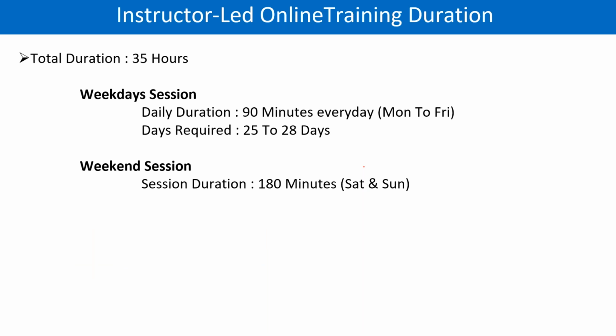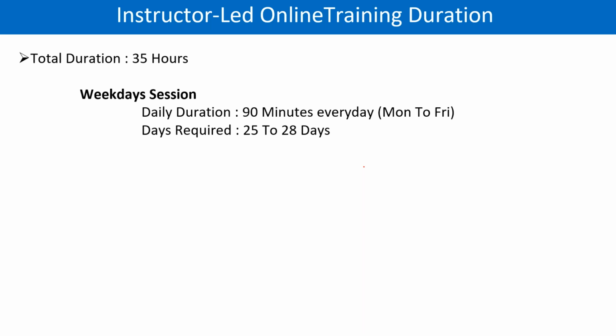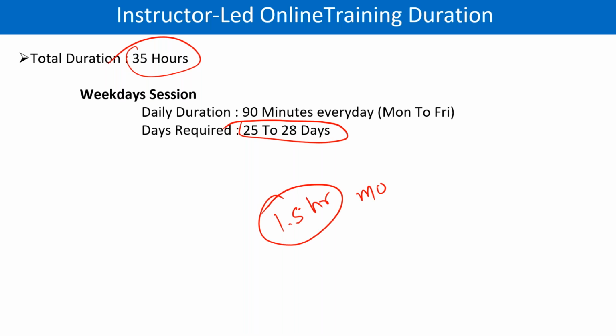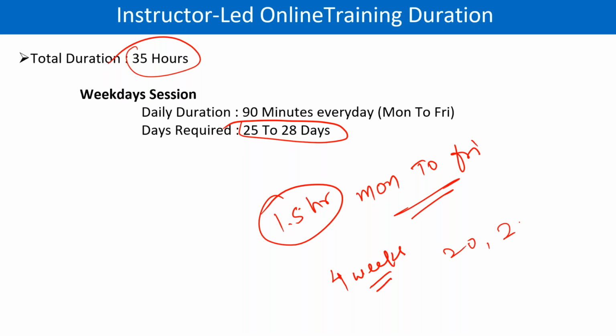Now let me take you to the next slide, which talks about the duration of the training. It is going to be a 35-hour session in total. It's going to take 1 month to finish all the topics, a daily session of 1.5 hours maximum, Monday to Friday. It will take 4 weeks to finish all the topics. So 4 weeks is 5 multiplied by 4, 20, maximum 22 days. We don't do weekends like Saturday and Sunday. We do Monday to Friday.